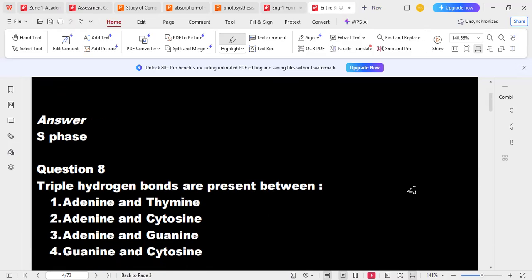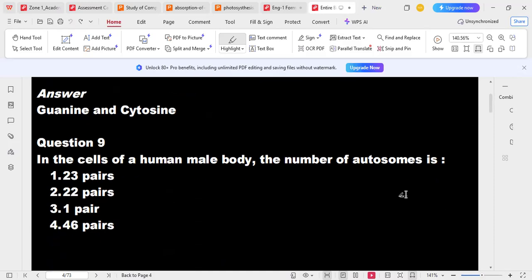Now coming to triple hydrogen bonds. Triple hydrogen bond is present between adenine and thymine, adenine and cytosine, adenine and guanine, or guanine and cytosine. It's option D, guanine and cytosine. So between guanine and cytosine, it's always a triple bond of hydrogen, and between adenine and thymine, it's always a double bond of hydrogen.